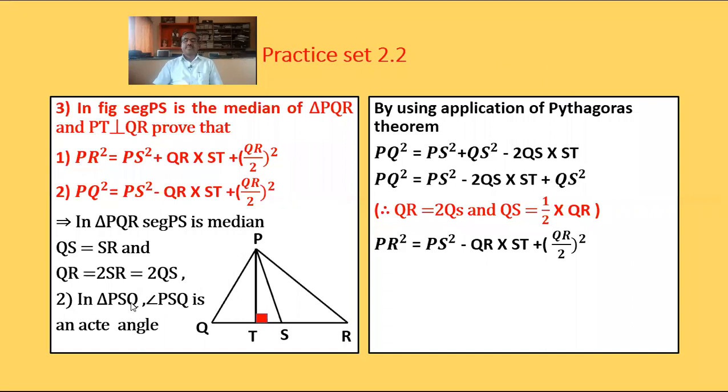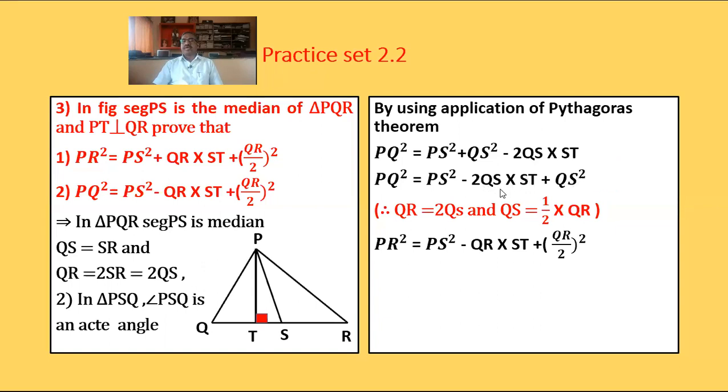Second, in triangle PSQ, angle PSQ is an acute angle. By applying the Pythagoras theorem, the square of the side opposite the acute angle, PQ square, is equal to the sum of the squares of the remaining sides, PS square plus QS square, minus 2 QS multiplied by ST. Rearrange these two terms. First write the minus 2 QS multiplied by ST. PQ square is equal to PS square minus 2 QS multiplied by ST plus QS square.